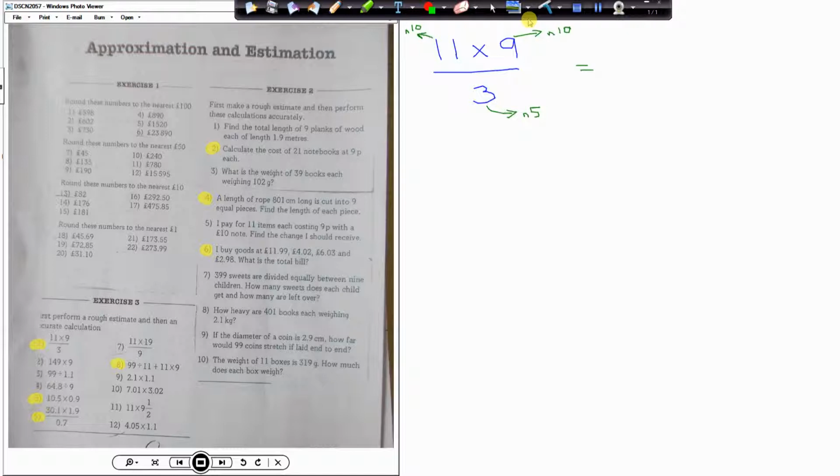Okay, we're not here for answers, we're here for technique. If anybody just knows answers, they can leave and go home. We can't teach by just giving you answers. So 11 rounded to the nearest 10 gives you 10. The number 9 rounded to the nearest 10 gives you 10. The number 3 rounded to the nearest 5 gives you 5. 10 times by 10 is 100. 100 divided by 5 is 20.